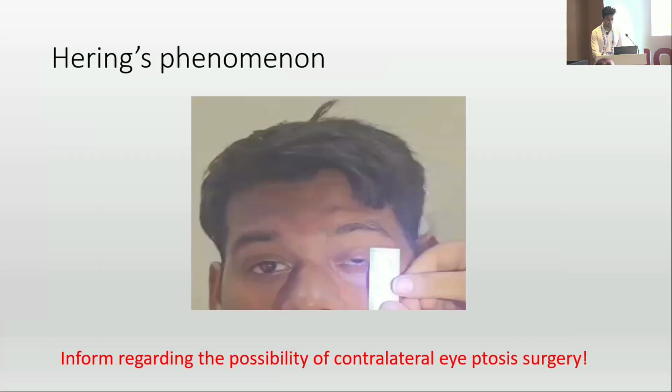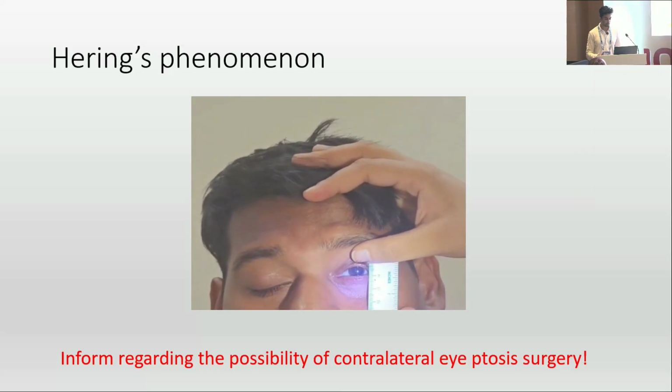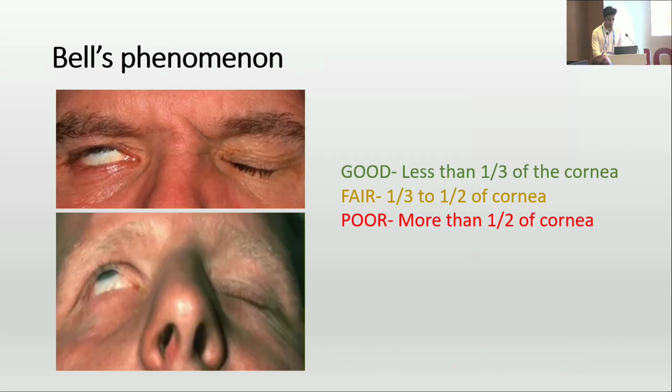Hering's phenomenon is important if the patient has bilateral ptosis. It is based on the principle of equal innervation, where the patient should be informed regarding the chances of contralateral eye ptosis surgery in the future. Bell's phenomenon is checked by raising the upper eyelid, pressing, and asking the patient to forcefully shut the eyelids.